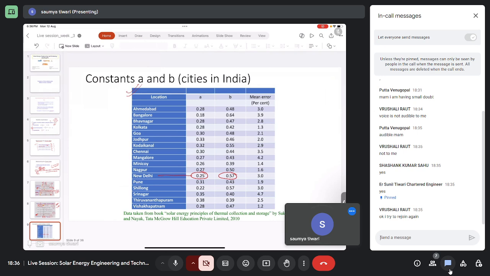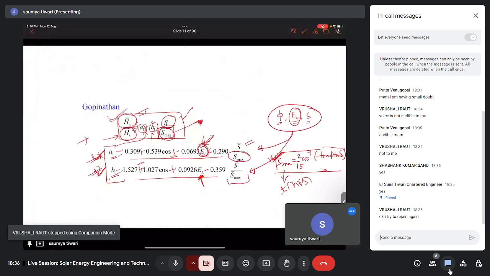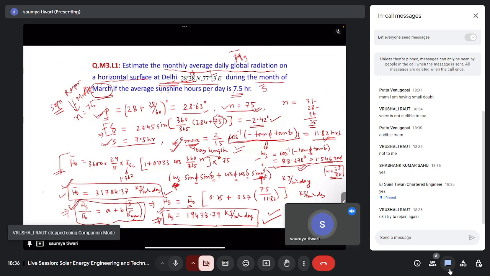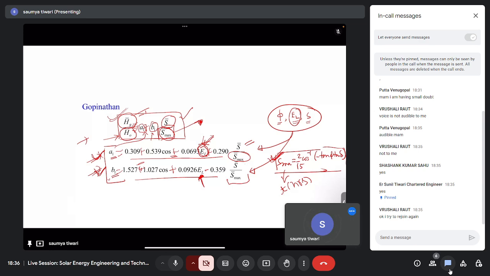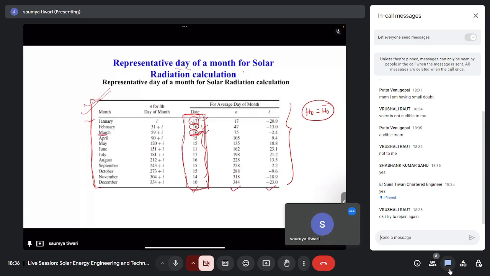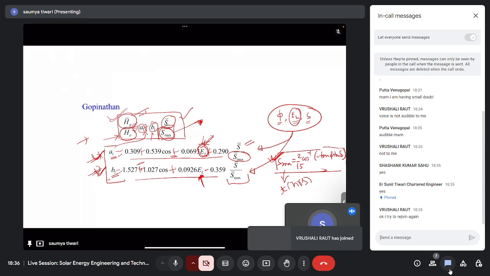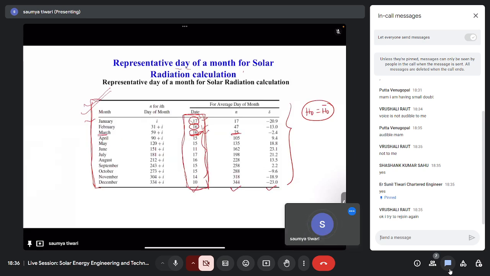Okay. So where were we? So we were on this question, right? So let's start. Phi is given as 28 degree 38 minutes. So we can calculate it in degrees, 28.63, by dividing 38 by 60. For March, the 16th of March is the representative day. So we can calculate n equal to 31 plus 28 plus 16, which comes to 75, right? So your n will be 75 for the month of March.